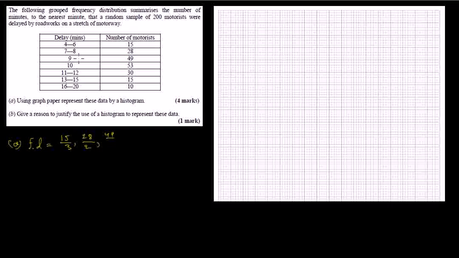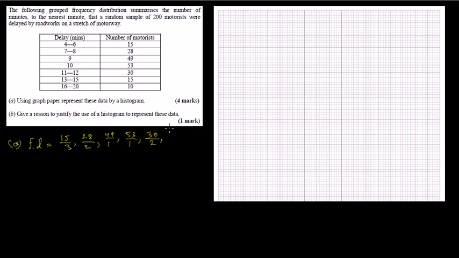Then the next one is 49 divided by 9. The upper boundary is 9.5 and the lower boundary is 8.5, so 9.5 minus 8.5 is 1. Or you can do 9 as the upper boundary and 9 as the lower boundary, so 9 minus 9 is 0, plus 1, so this is going to be 1. When you have a single term, it is just 1. Then 53 is divided by a class width of 10 minus 10 is 0, plus 1 is 1. Then we have 30 divided by 12 minus 11 is 1, plus 1 is 2.